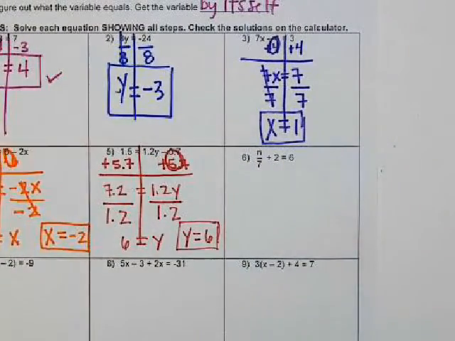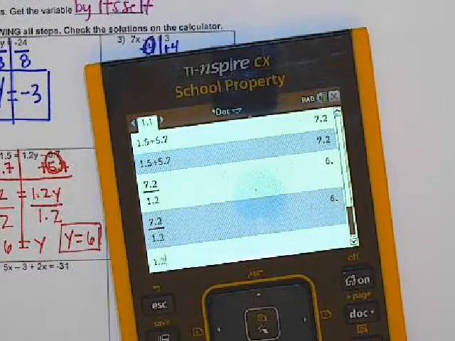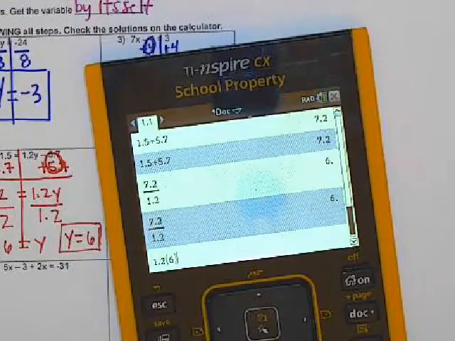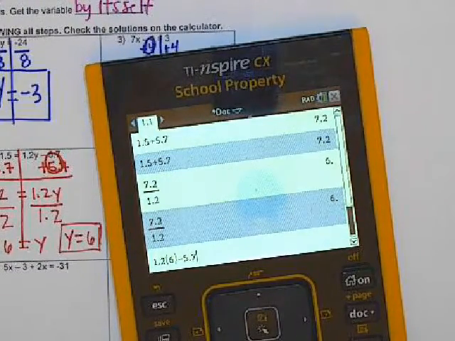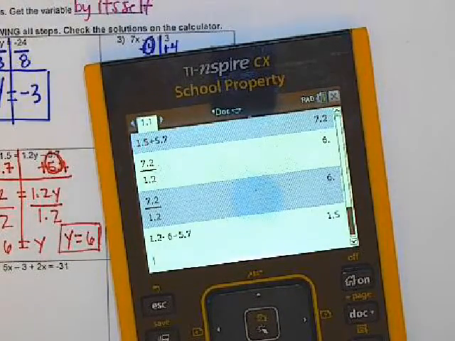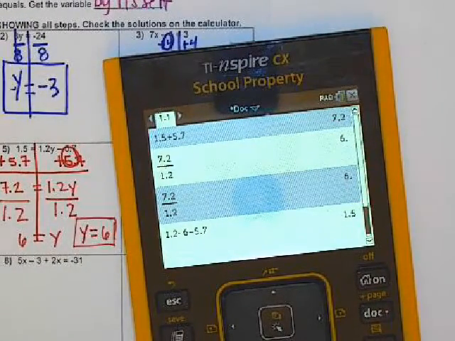There you go. Okay, check it. Plug in the 6 for y. So 1.2 parentheses 6 minus 5.7 gives me, is 1.5 equal 1.5? Yep. That's right.